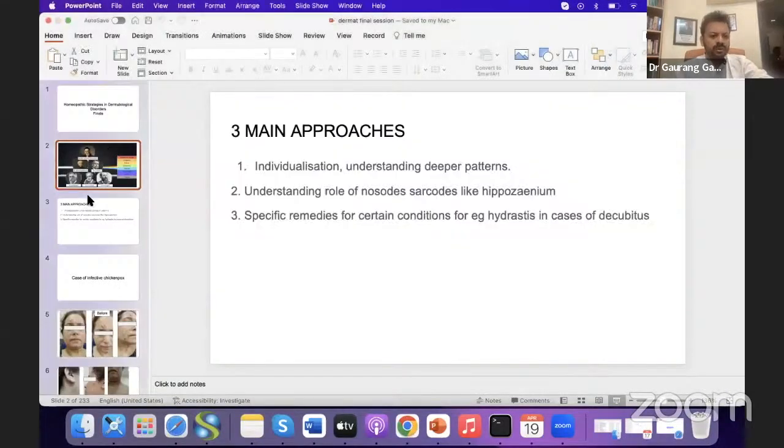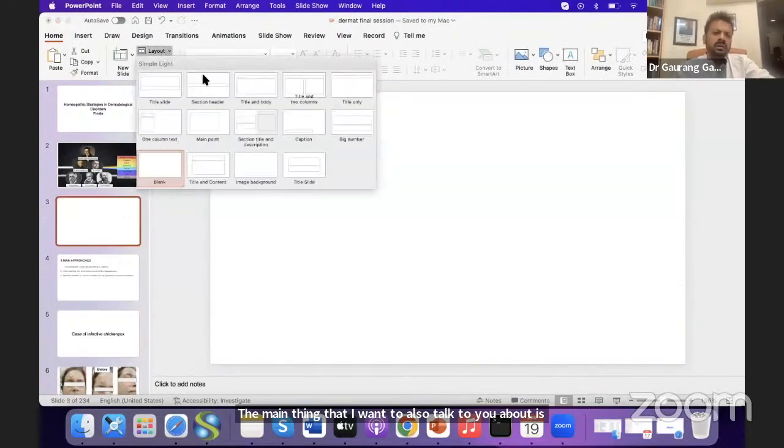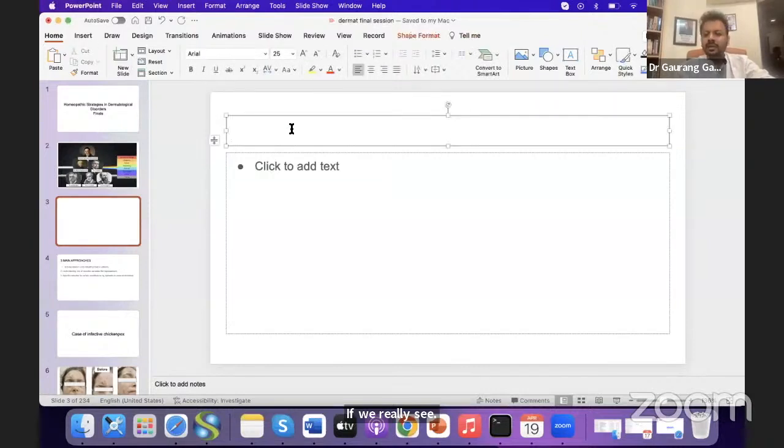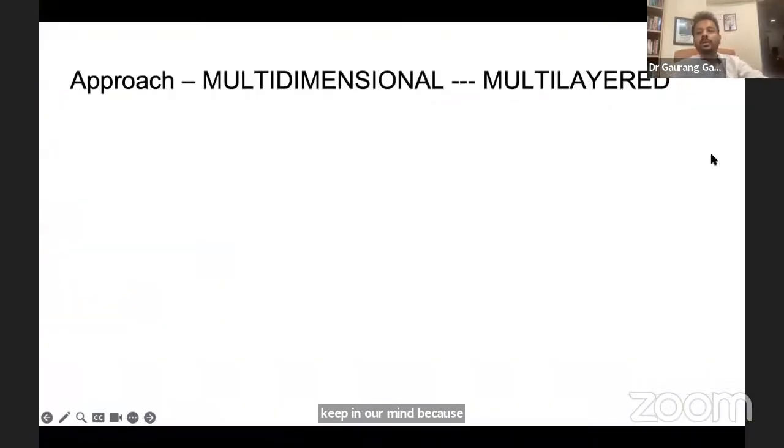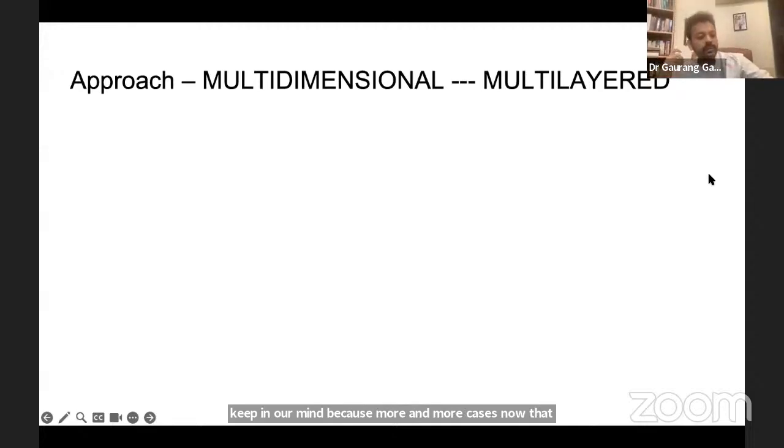The main thing that I also want to talk to you about is that if we really see, the disease patterns are changing. The type of diseases which were there many years back is much different, especially due to the lifestyle, the food that we eat, the vaccinations, the generational patterns, the generational trauma. So the disease patterns are changing, and that's why the approach in today's time needs to be much more multi-dimensional, much more multi-layered. These are the two very important words that I want you to keep in mind, because more and more cases that I'm seeing now need a multi-dimensional, multi-layered approach.